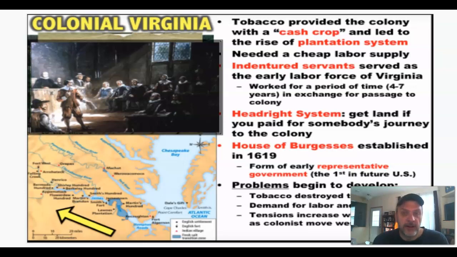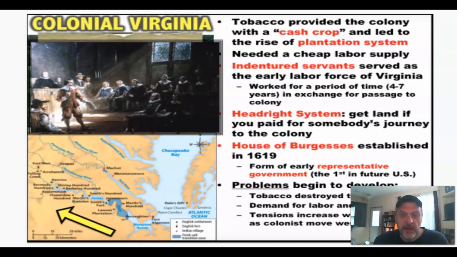Now, the problem with the headright system is that it heavily favored the wealthy elite farmer, right? Because only the wealthy elite farmer could afford to pay for indentured servants. So, in other words, the more indentured servants you help pay their trip for coming over the Atlantic, the more land you would receive. So there eventually would become a huge imbalance, right, between the very wealthy elite farmer, plantation owner, and the have-nots. A big difference between the haves and the have-nots in the Chesapeake colonies.